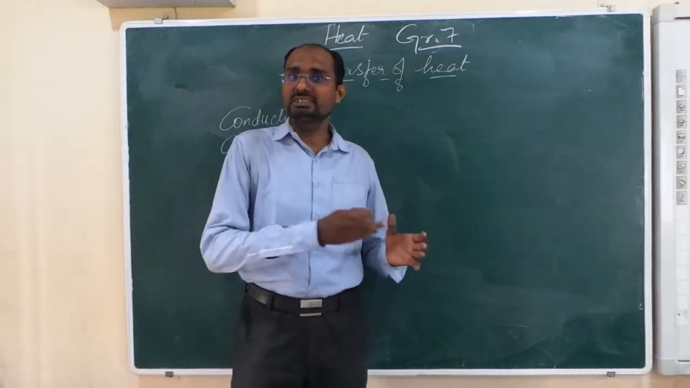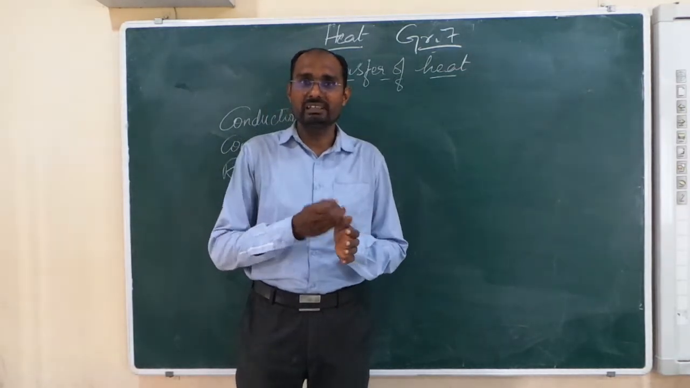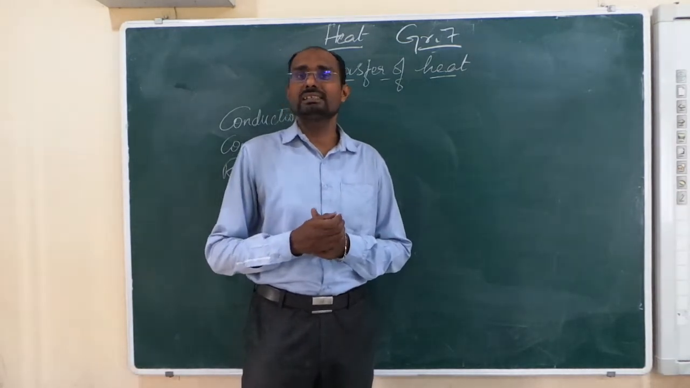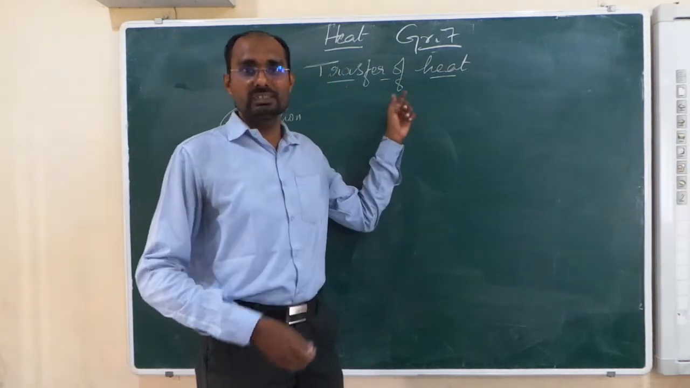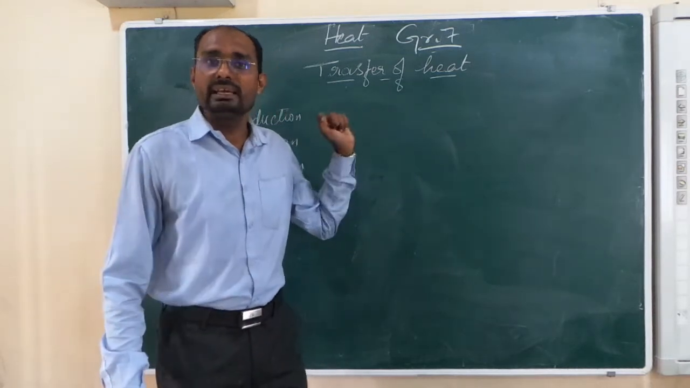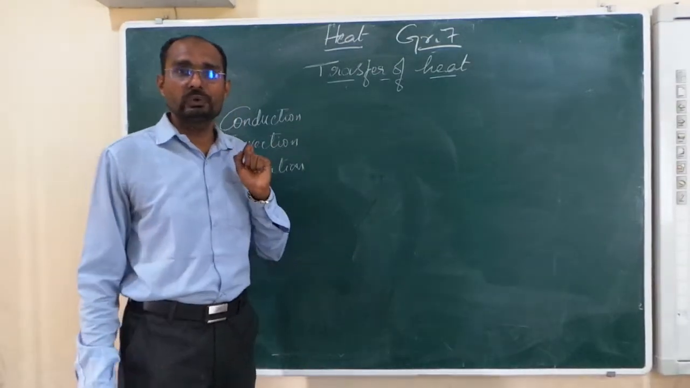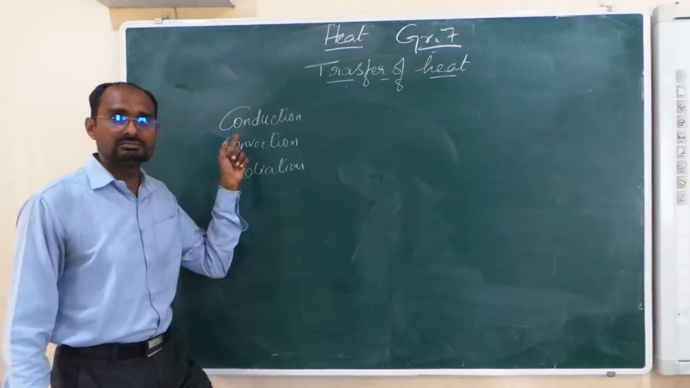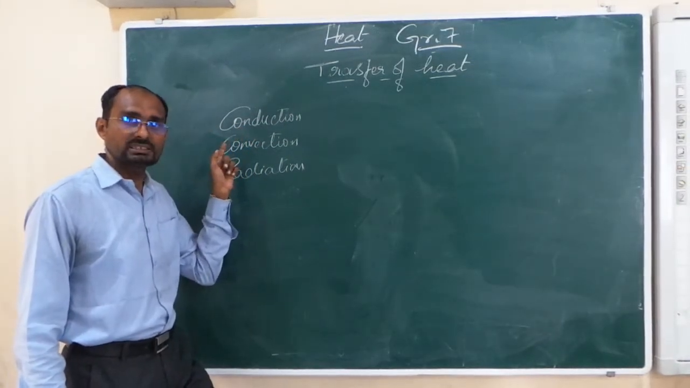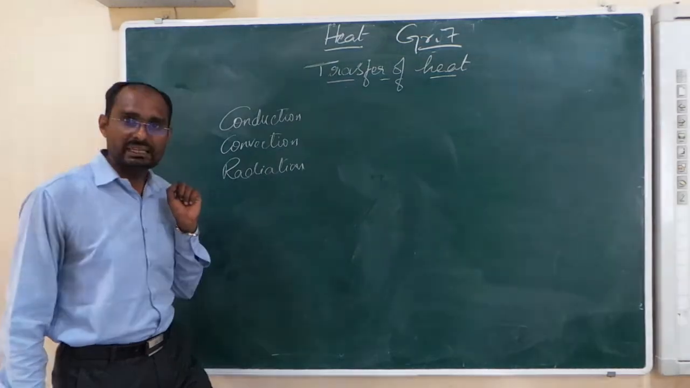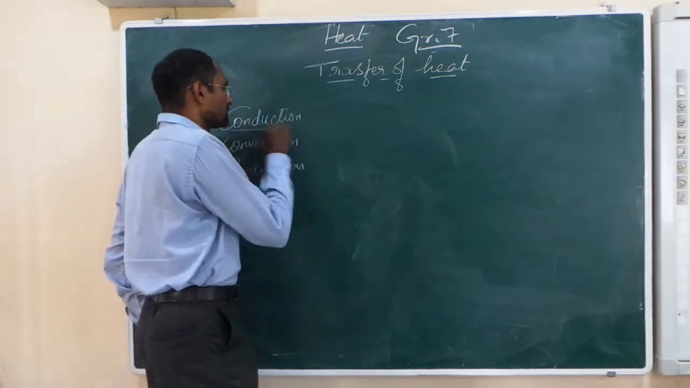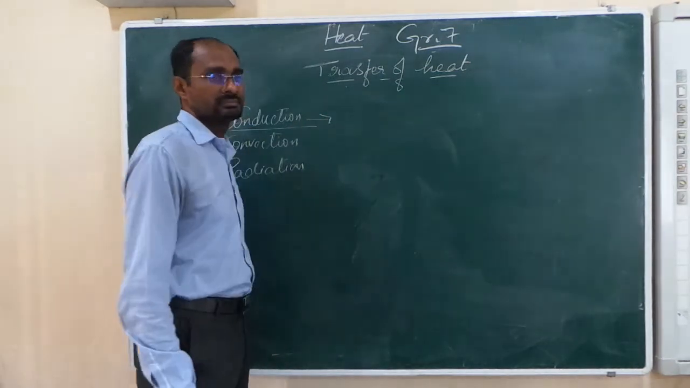Now, how does this travel? We know it is traveling, but how? In how many ways does it travel? Let us learn about the transfer of heat. Heat travels from hot body to cold body in three different ways: 1. Conduction, 2. Convection, and 3. Radiation. Now, let us discuss in detail what conduction is.